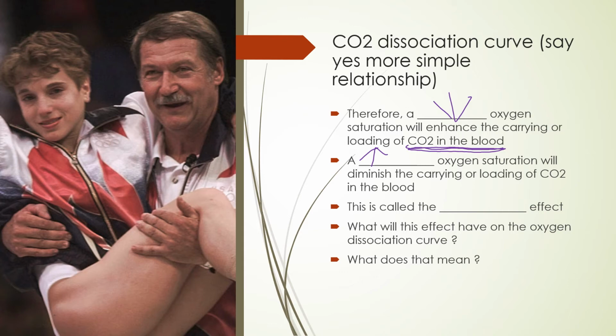So they'll be left shifted and their saturation will be high, but their ability to get CO2 from their tissues, it's going to be hard. A lot more of that CO2 is going to stay in their tissues because the hemoglobin's not releasing that oxygen. The hemoglobin's loving that oxygen. It's a left shift. It loves oxygen. It's not going to let it go. It's crazy. So this whole relationship, this is called the Haldane effect.